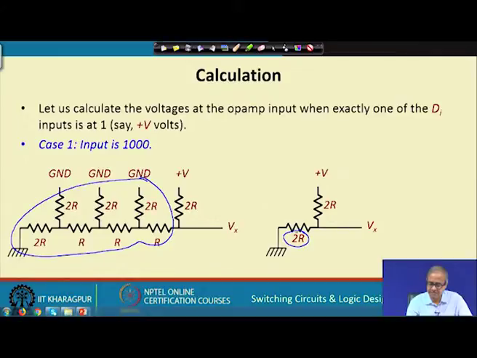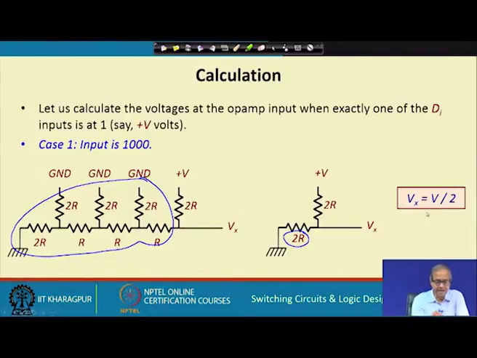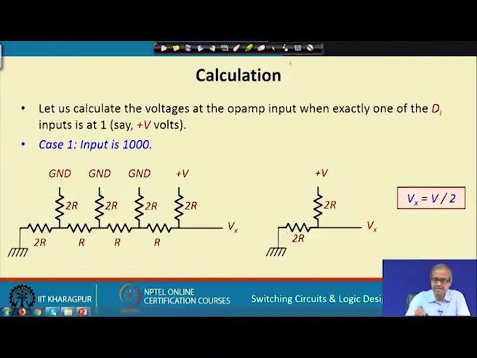Again, there is a voltage divider, V, 2R, 2R, which is equivalent to V by 2, okay? Because the total current will be V by 4R and the voltage Vx will be V by 4R multiplied by 2R. So, V by 2. So, you see, if the MSB, the most significant bit, is 1, then the output will be V by 2, where V is equivalent to that 1 voltage. Next, let us see what will happen if the next bit is 1.